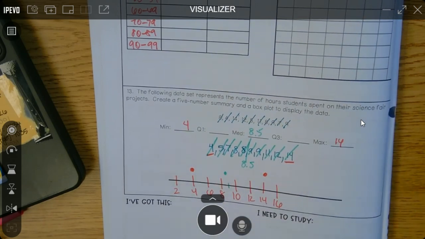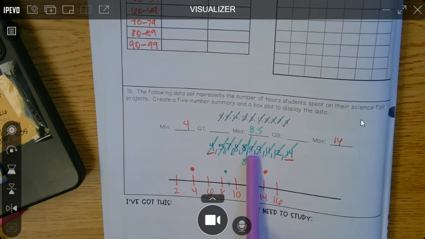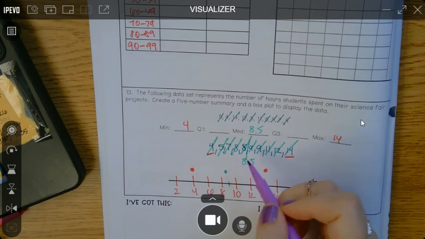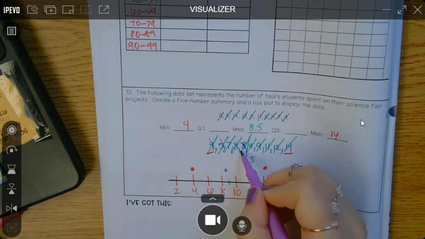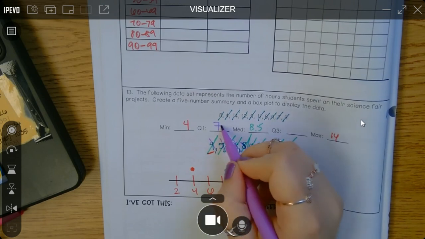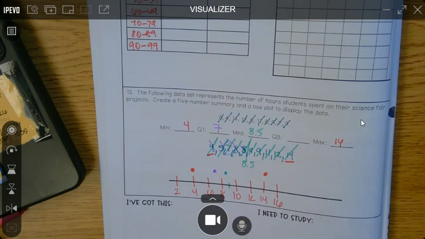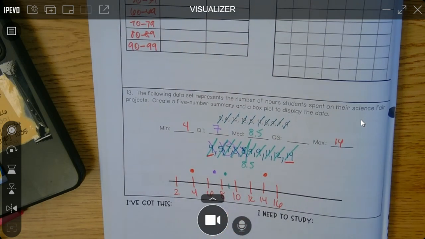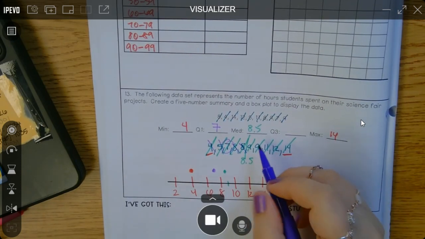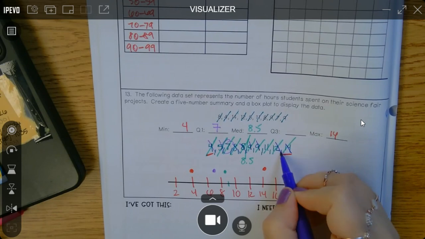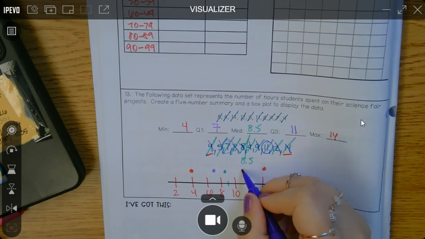Now, when there's two numbers that it's between, that 8 is part of the lower half, and that 9 is part of the upper half. So I'm going to include the 8 when I'm crossing off to find my lower quartile. Beginning, end, and there is my lower quartile, or quartile 1. It's at 7, right between the 6 and 8. And for my last one, again, that 9 is part of the upper half. So beginning, end, your third quartile hits at 11. So I'm going to draw a dot at 11.